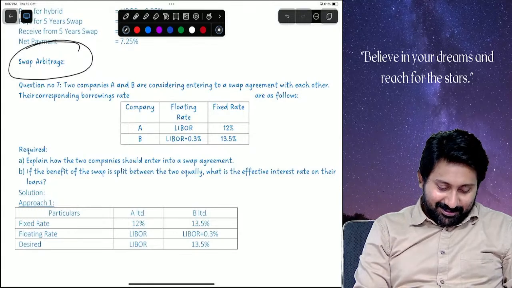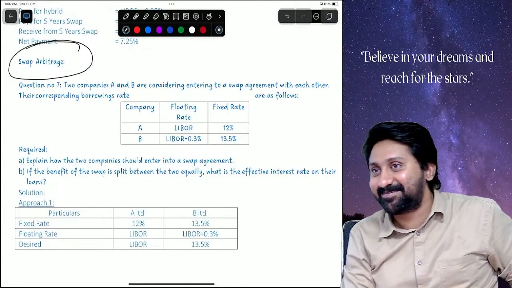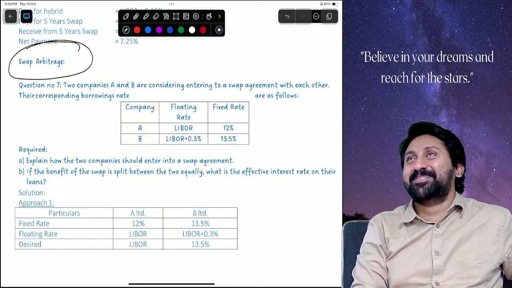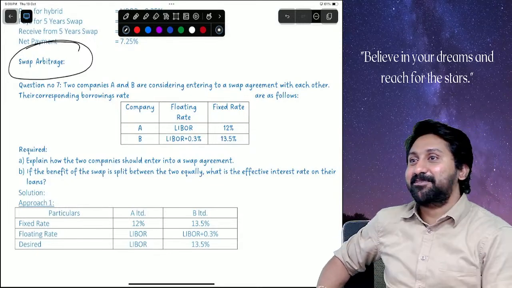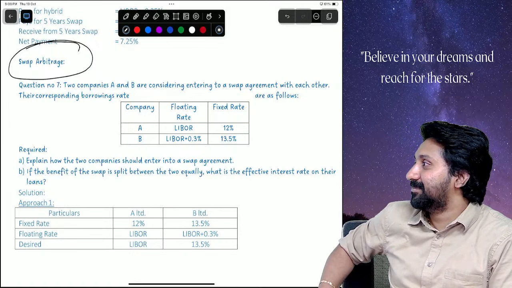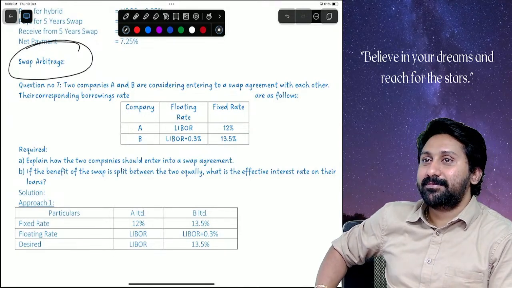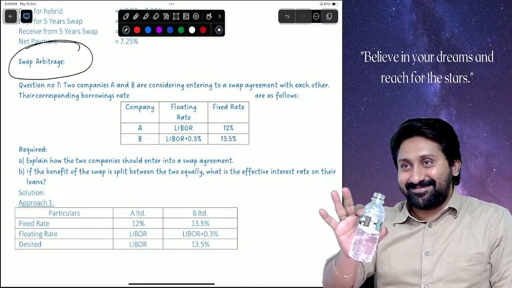Wow. Student dedication, hats off. How many started? That many are there. I understood why they ask swap every time. Why they ask swap every time, I understood now. I will leave.